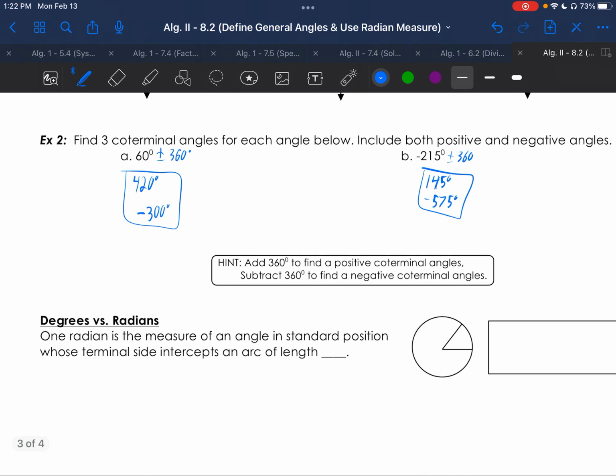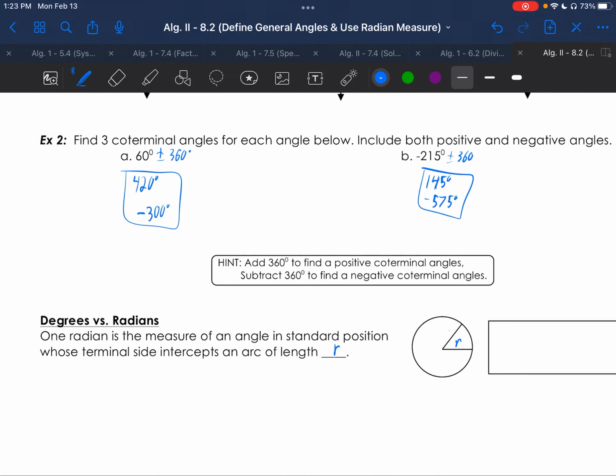Degrees versus radians. This is going to be a new one for us to learn, that we can measure in radians. A radian is the measure of an angle in standard position whose terminal side intercepts an arc of length r. Meaning, you have a circle. From the center to any point on the circle is the radius, or as we call it, length r.